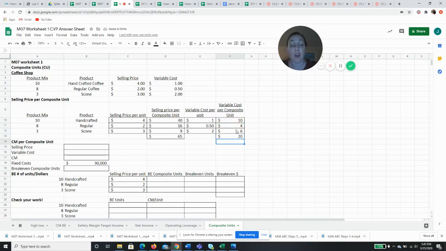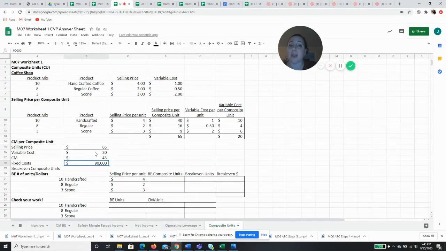All right, so now we know our selling price for one composite unit, and we know our variable cost for one composite unit. So we can calculate our contribution margin per composite unit. So our sales price is 65. Our variable costs are 20. So sales minus variable costs gives us our contribution margin per unit, which is $45.